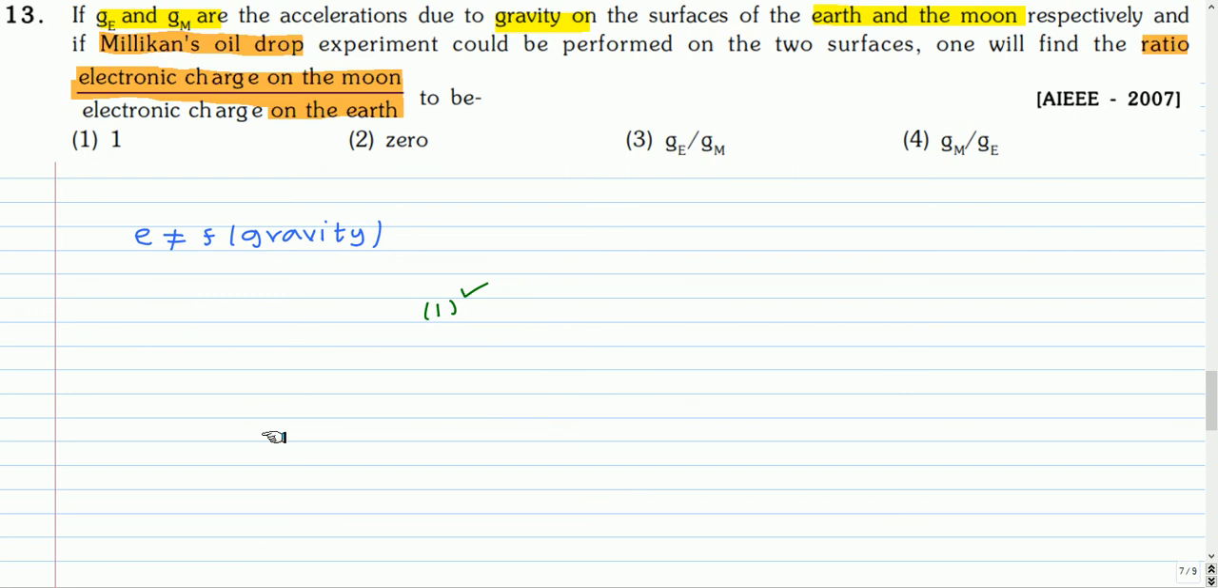The Millikan oil drop experiment measures the charge of an electron, which is independent of the gravitational force. So the value of electronic charge on both Moon and Earth will be the same. So the ratio will be 1. So the correct option is option 1.